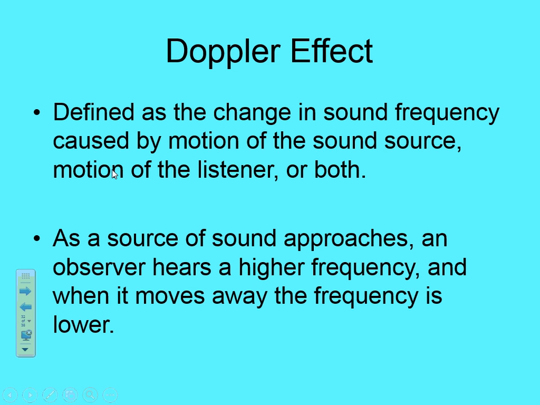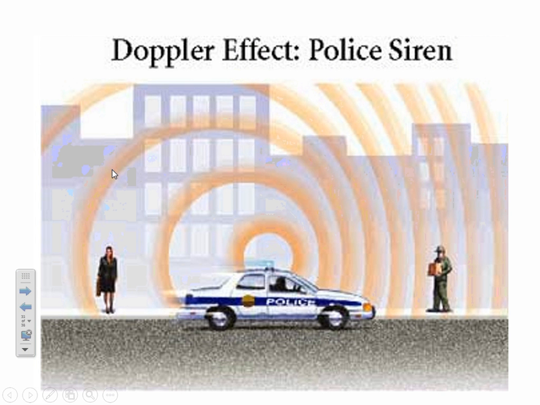What are some examples of the Doppler effect? So you can kind of see here a police car or an ambulance. As it's moving towards the person carrying the box here, the waves get bunched together, so it's a higher frequency. But as they move away from the lady, they get a lower frequency.